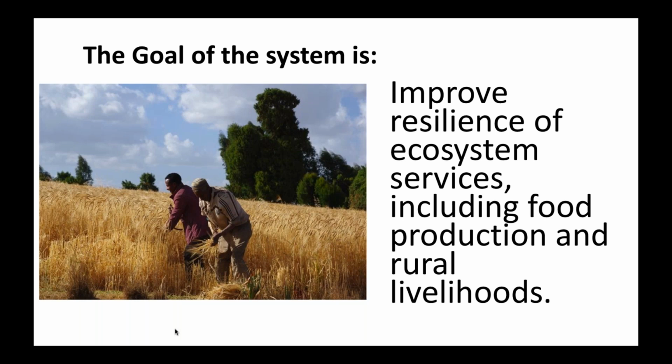So using those opportunities that are available, then you go into identifying the goal of the system. What is the goal of the system? With local communities, what they said was to improve the resilience of the ecosystem services, including food production and rural livelihoods. These are the goals that are basically identified after the assessment.